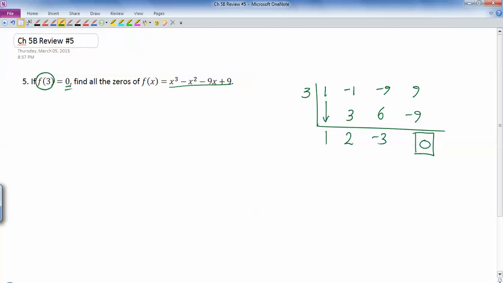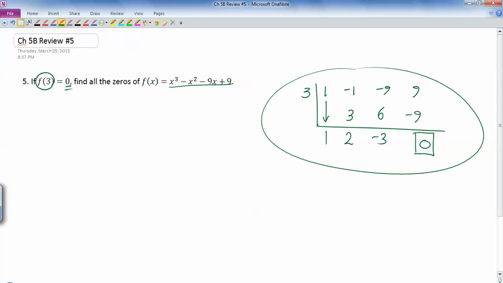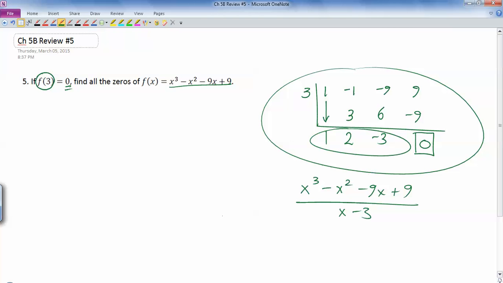One way is to figure out that f of 3 is 0. The other thing is that this is the same exact process as if I said, well, what's x cubed minus 1x squared minus 9x plus 9 divided by x minus 3? And this part is the answer with that remainder. So this equals x squared, 1x squared plus 2x minus 3.